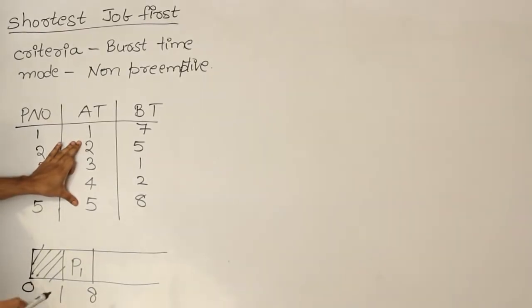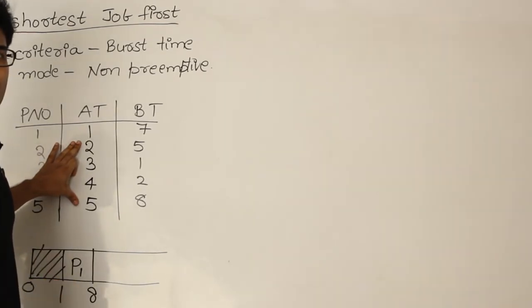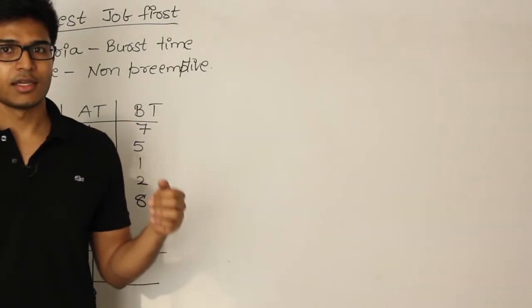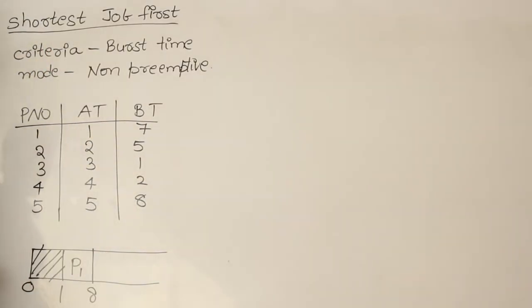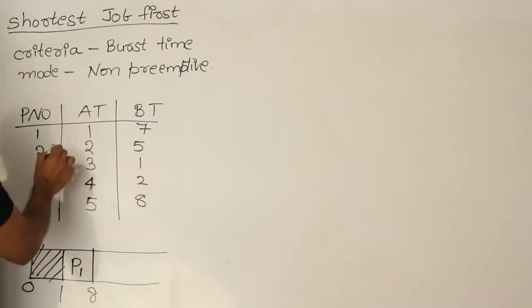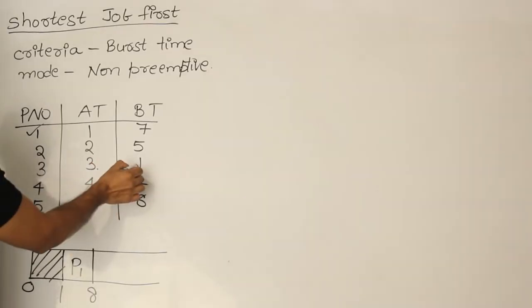In case they are not available, then you have to pick one of the available processes for scheduling. Always remember this: whenever you pick the next one, you pick from the available processes. Now 1 to 8 is over, so you have to pick one from the available ones. From all these, which is the least one? Since P1 is over, the least one is P3, which has a burst time of 1.